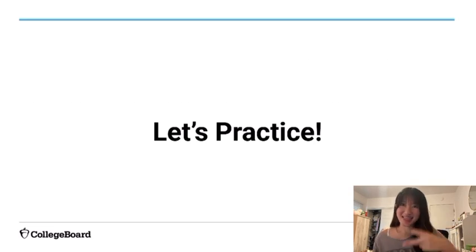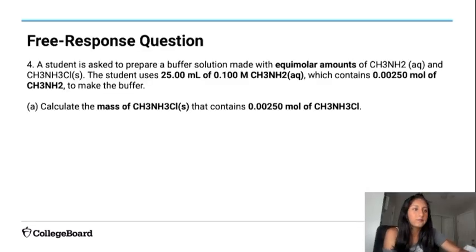Let's practice. Okay, so for our practice question, we have a free response College Board question, which reads, a student is asked to prepare a buffer solution made with equal molar amounts of CH3NH2 and CH3NH3Cl. The student uses 25 milliliters of 0.100 molar solution of CH3NH2, which contains 0.00250 moles of CH3NH2 to make the buffer.